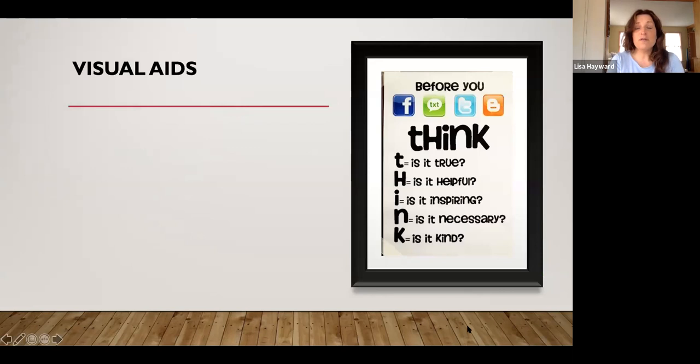You can also include visual aids in a netiquette. Here's one that I pulled off the internet. So if you Google visual aids for netiquette, you're going to come up with any number of nice little posters that have been shared broadly.